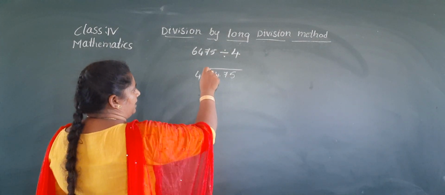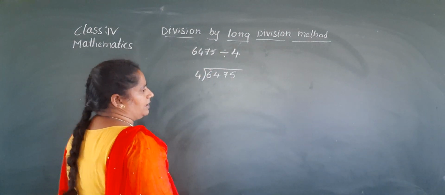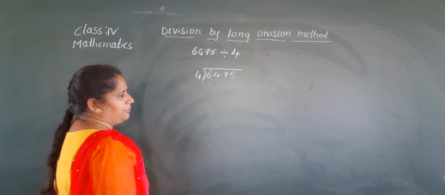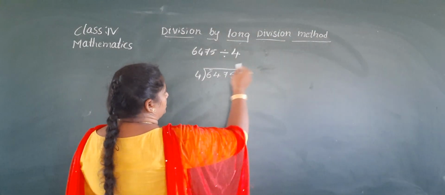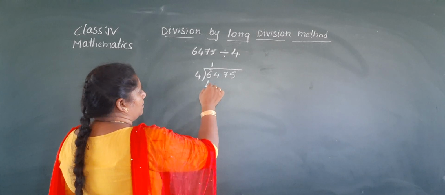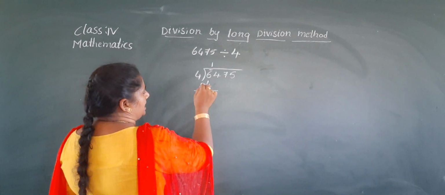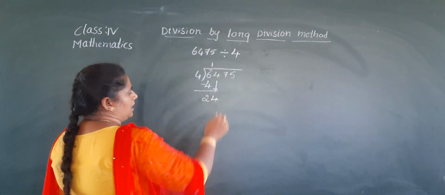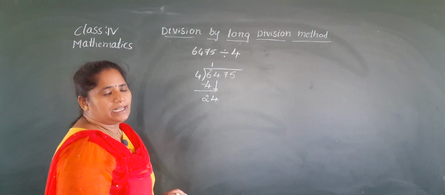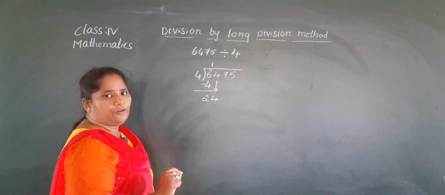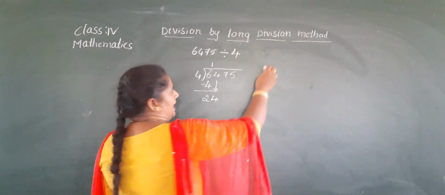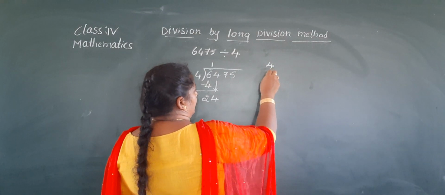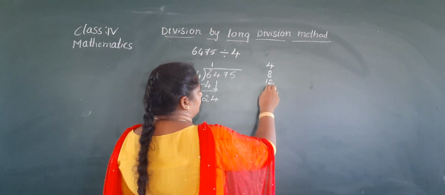So you have to divide the first digit, 6. What is the nearest number to 6 in the 4 table? 4 ones are 4. 6 minus 4 is 2. Now you take down 4. Now the number is 24. Come on, tell me the 4 table, or otherwise you write the 4 table answers on the side.